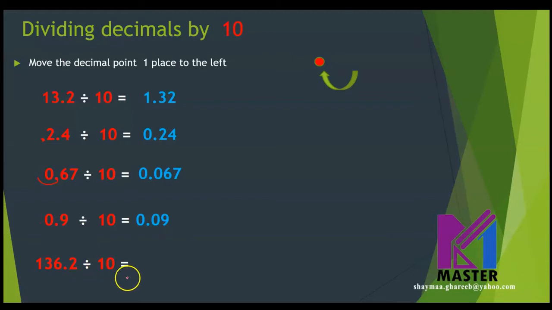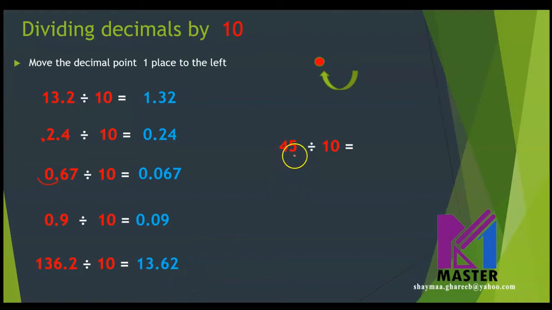136.2 divided by 10. So when I move the decimal point 1 place to the left, the decimal point will be between the 3 and the 6. So the number will be 13.62.